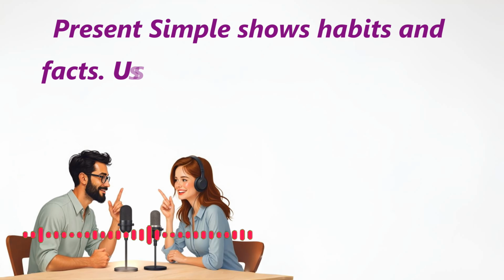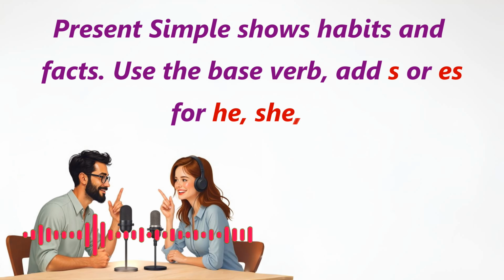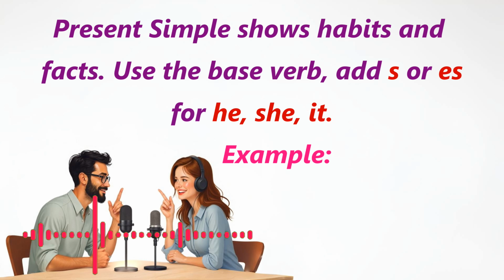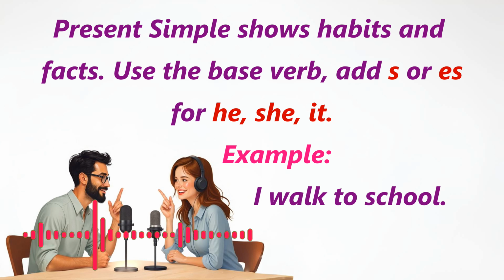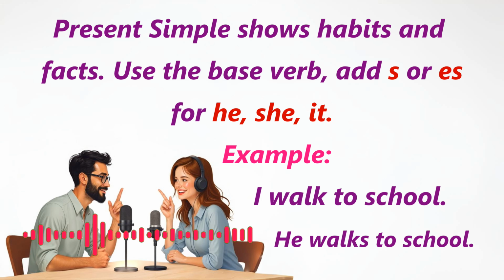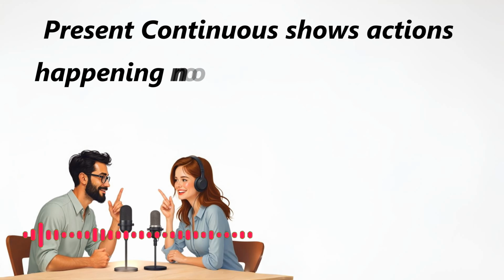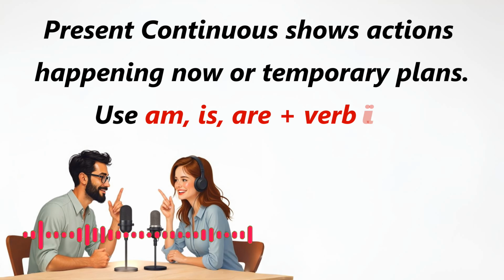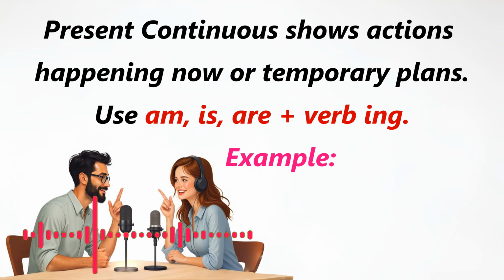Present simple shows habits and facts. Use the base verb. Add s or es for he, she, it. Example: I walk to school. He walks to school.